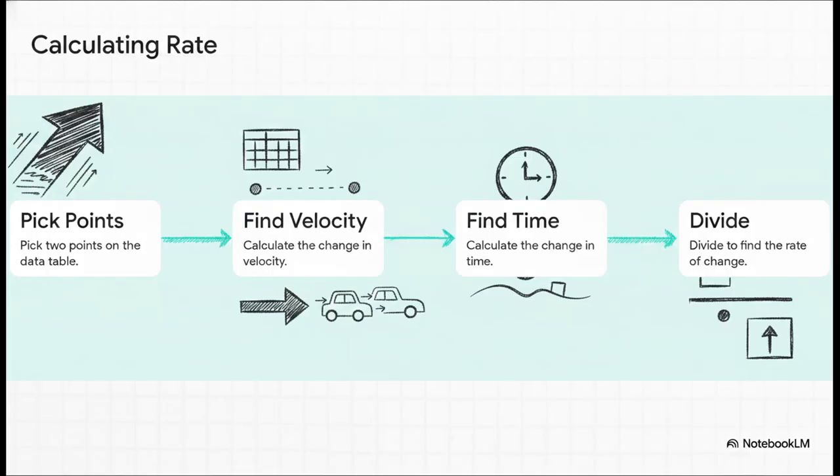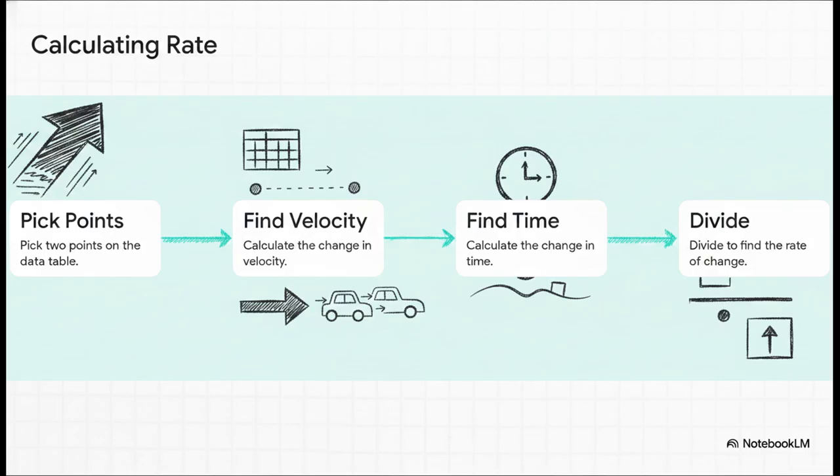So the crucial point is knowing how to pull the acceleration out of that data, and we do that by calculating the rate of change. Let's just follow the steps. Step 1, pick any 2 points from our table. Let's use the points at 1 second and 2 seconds. Step 2, find the change in velocity. At 2 seconds, we were at 4 meters per second, and at 1 second, we were at 2 meters per second. 4 minus 2 equals a change of 2 meters per second.